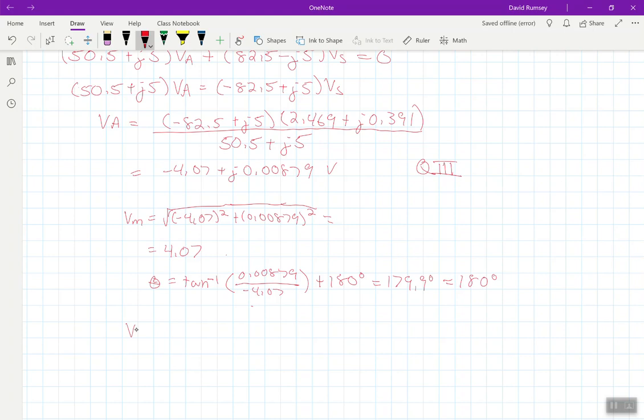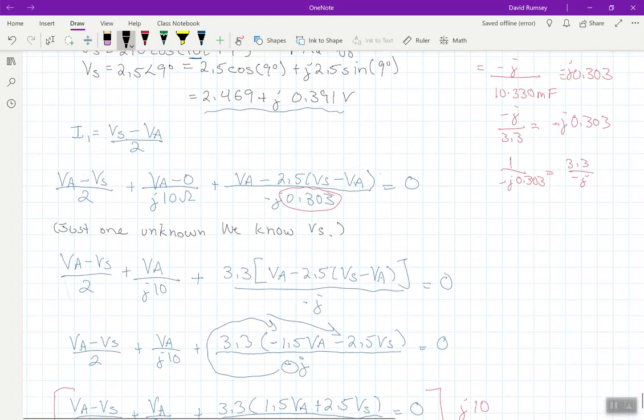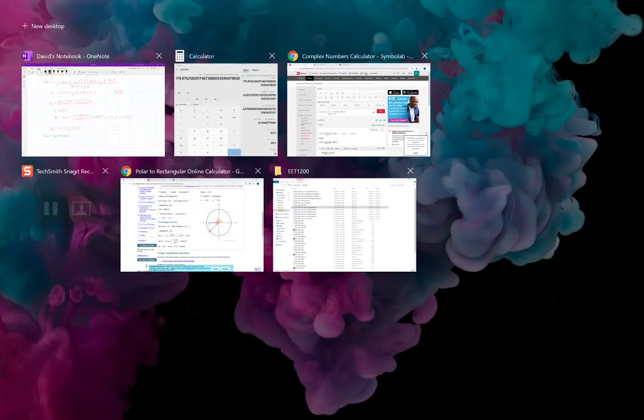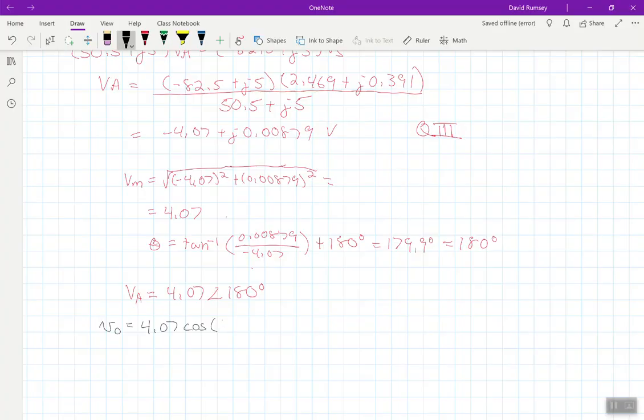So my voltage then is 4.07 at an angle of 180 degrees. So my final answer then for the output is 4.07 cosine. Well, what was my frequency? I believe it was 10. Yep, it was 10. Plus 180 degrees volts. So that's what the output voltage is.